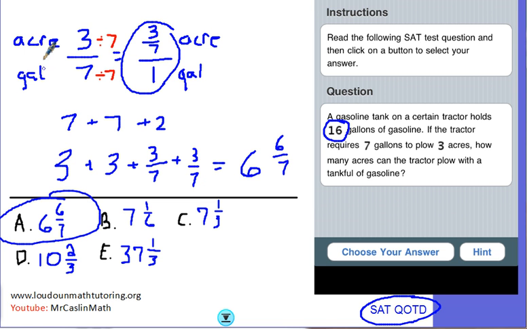Now you could have done this problem by flipping these around and doing gallons over acres. As long as you're consistent all the way across, you can do acres over gallons or gallons over acres. This is just one way to do the problem. If you talk to somebody good at math or another math teacher, they may have a different way of doing it. But this is just one way of doing it.